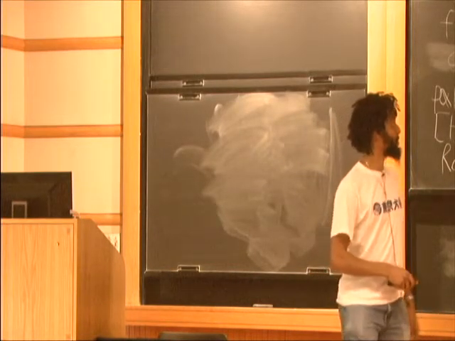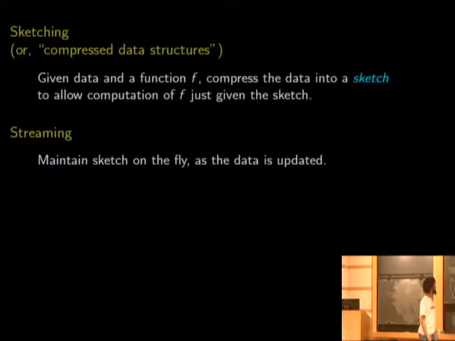Okay. So first I'm going to define the two things in the title of the talk. So sketching. You imagine that you have some data, a lot of data, and you have some function f. And what you want to do is compress the data into some compressed representation, which I'm calling the sketch. And from this compressed representation, you should be able to compute f of the data. As I've said it, one trivial solution is just that the sketch is the function on the data itself. But you might want some other properties of your sketch besides just that.